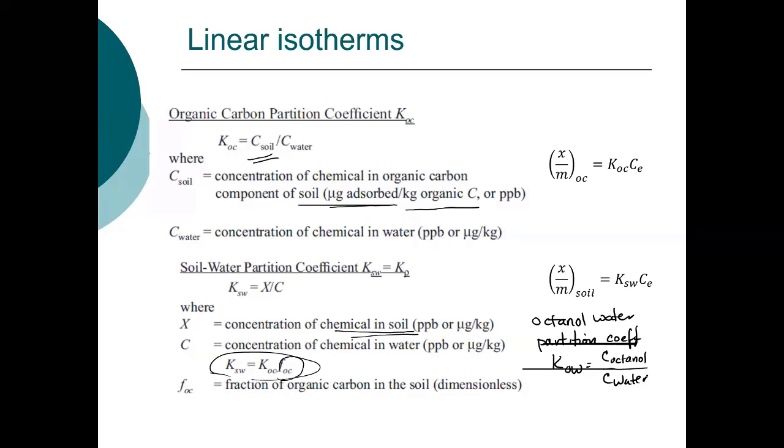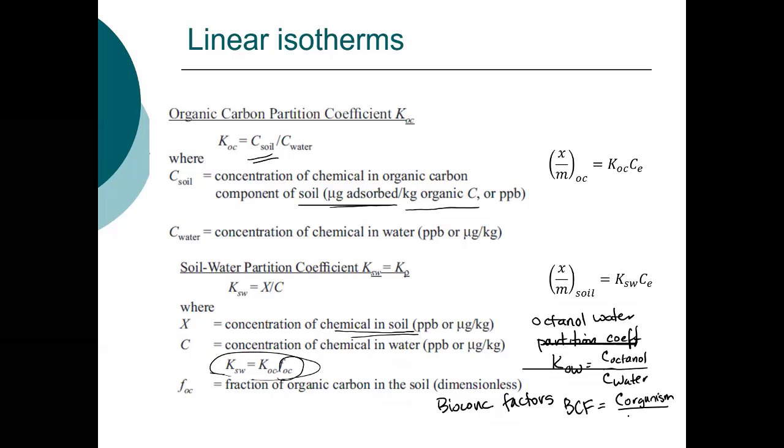And then sometimes we will also talk about bioconcentration factors. And here we're looking at the accumulation of these organics in an organism. And this is the concentration in the organism divided by the concentration in water. So for instance, we're looking at the concentration of PFAS chemicals in fish. So we're looking at how much does that organism accumulate these chemicals.